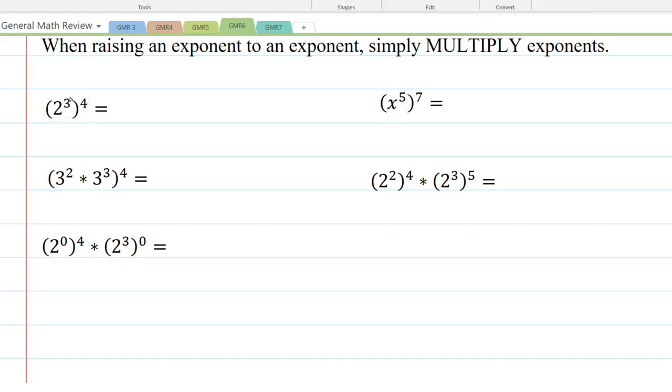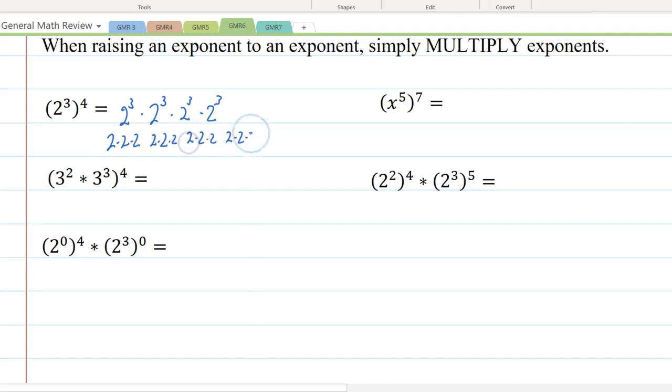When raising an exponent to an exponent, or a power to a power, you simply multiply the exponents. This is how it looks. If I have 2 cubed to the 4th power, then that's going to be. Now, if we really wanted to, I could spread it out even farther. If we add up all of those 2's, we end up with 2 to the power of 12.